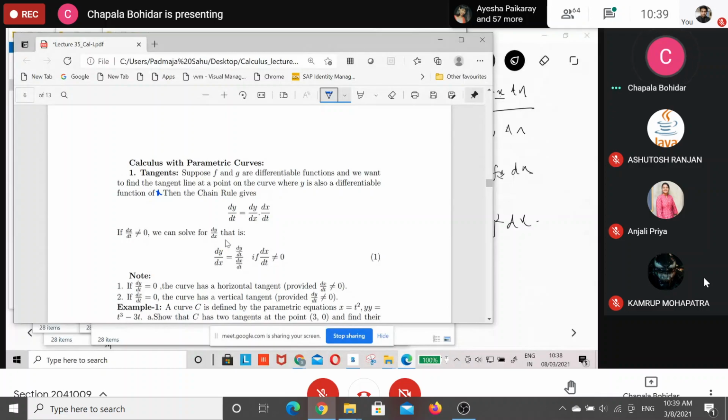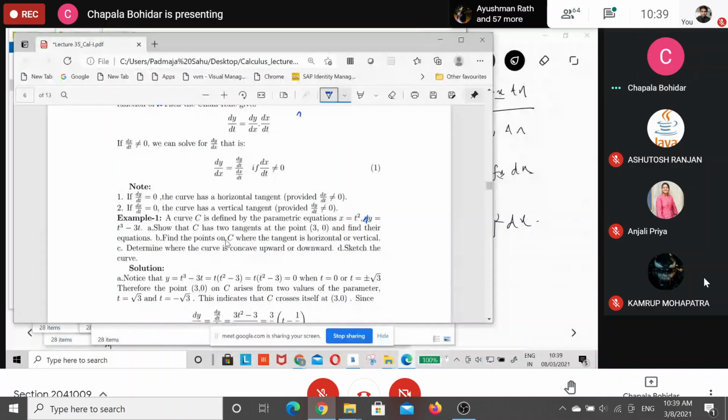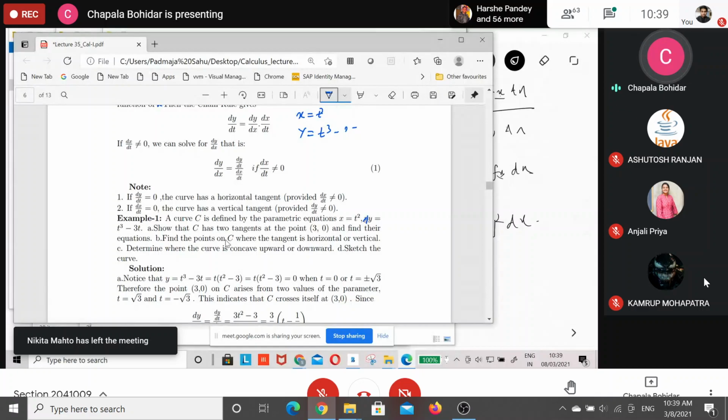It is not double y, it is only y. x is equal to t square, y is equal to t cube minus 3t. The curve C is defined by these parametric equations. Show that C has two tangents at the point (3, 0), and find their equations. So you have to find the equations of the two tangents at the point (3, 0).